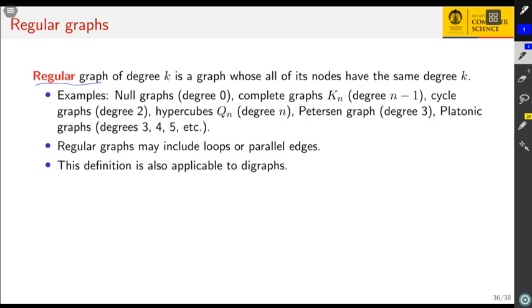A regular graph of degree k is a graph whose nodes all have the same degree k. Of course, not every regular graph of degree n-1 is a complete graph, because regular graphs may include loops or parallel edges. What is important here is that the degree has to be equal in all nodes. This definition of regular graphs could be extended to directed graphs as well.